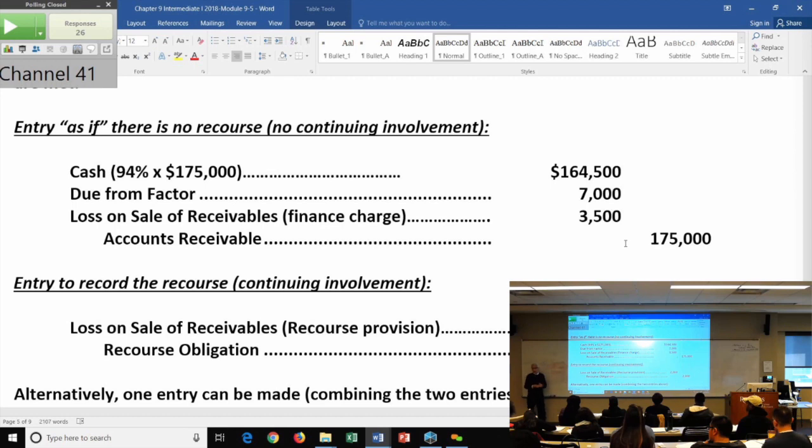Then, if I tell you there is recourse built in, you have to estimate by accounting standards. We're required to ask our clients to estimate a recourse liability. The recourse liability will be given to you. It's estimated at $2,000 in this case. So we debit the loss on sale of receivables and credit the recourse obligation. That is a liability.